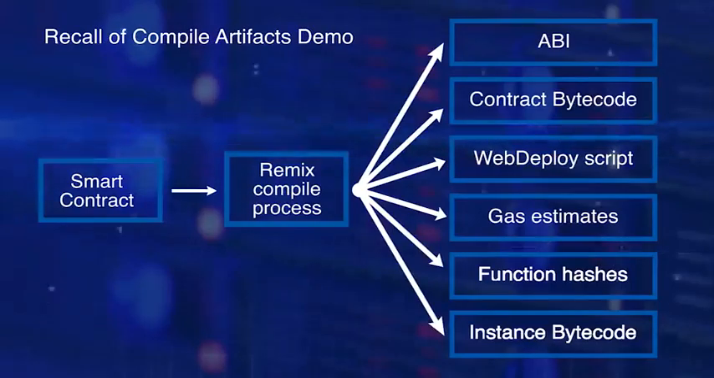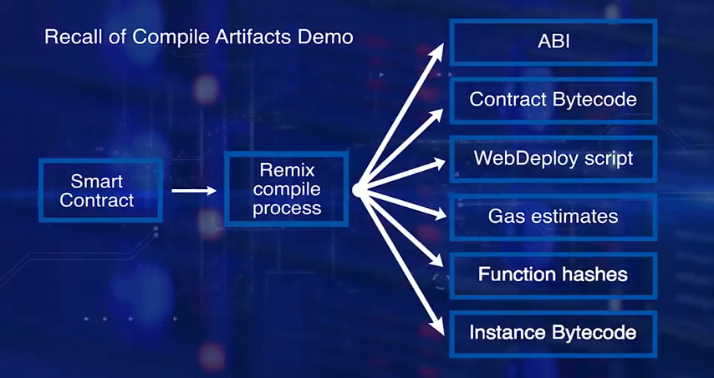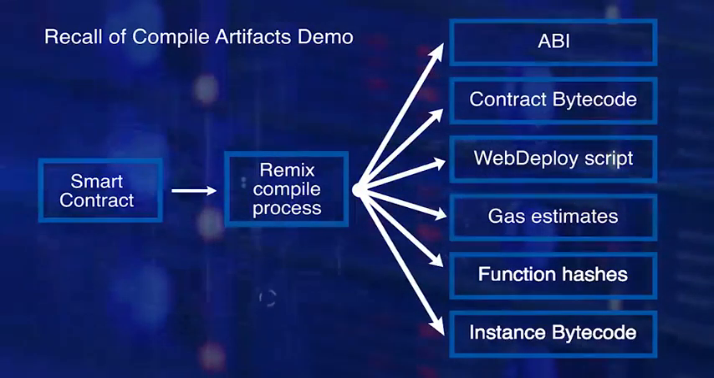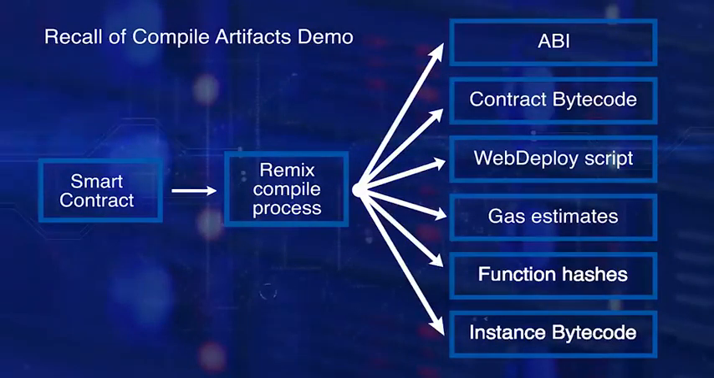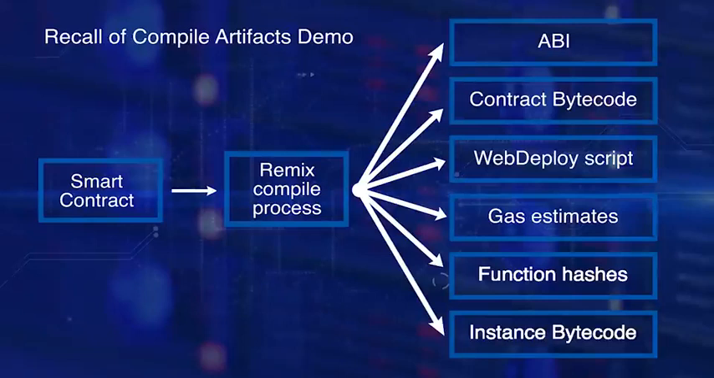ABI, application binary interface: the interface schema for transactions to invoke functions on the smart contract instance bytecode. Contract bytecode: this is the bytecode that is executed for instantiating a smart contract on the EVM. Think of it like executing a constructor of a smart contract to create an object. Web3 deploy script: this has two items, a JSON script for the web application to invoke smart contract functions, and a script for programmatically deploying a smart contract from a web application.